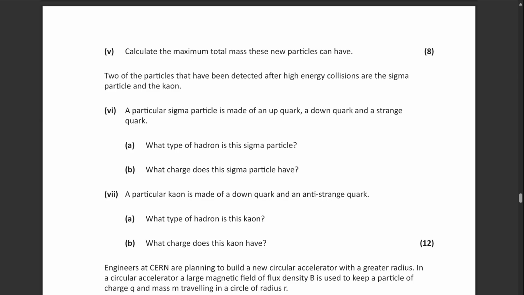Sigma particles made up of an up quark, down quark, and a strange quark. Yeah, just differentiate between mesons and baryons there. And then talking about the... I mean, I've never actually heard it called a sigma particle. I call it a sigmon, but I've never heard it be called a sigma particle. Okay, a particular K is a down quark and an anti-strange. So, yeah, essentially the same questions, but for the K.